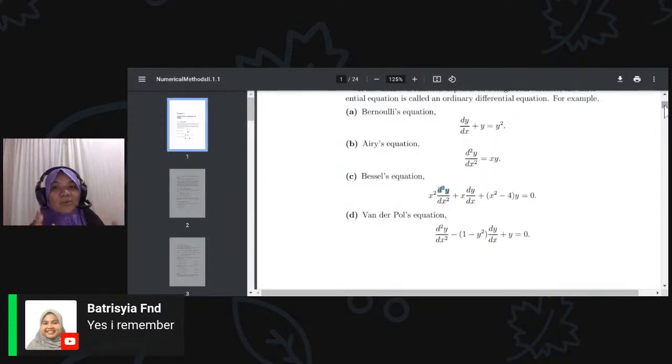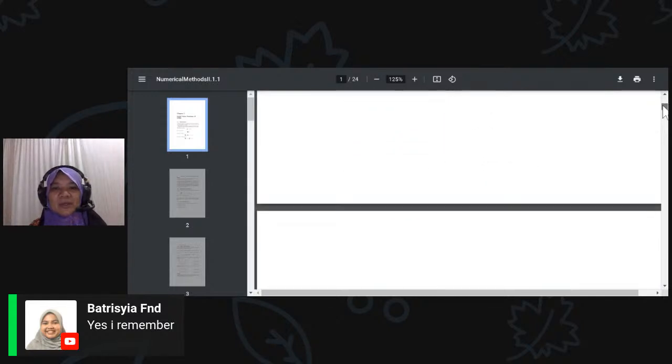But now we want to solve this problem using the Bernoulli equation. Wow, the Airy equation. Wow, the Bessel function and the Van der Pol equation. That is our problem. Never mind, let's go.